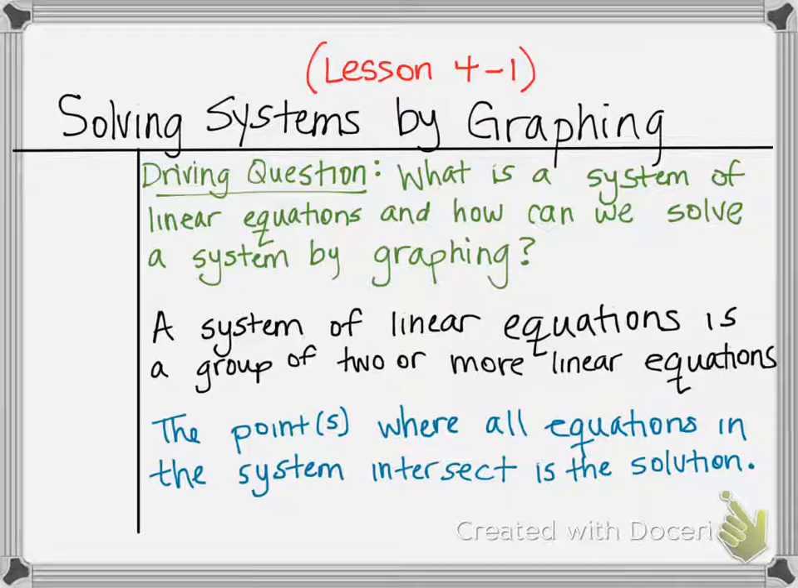So the first thing you need to know is that a system of linear equations is a group of two or more linear equations. So it's several equations clumped together. The point or points where all of those equations in the system intersect is the solution. Let's look at an example of this.